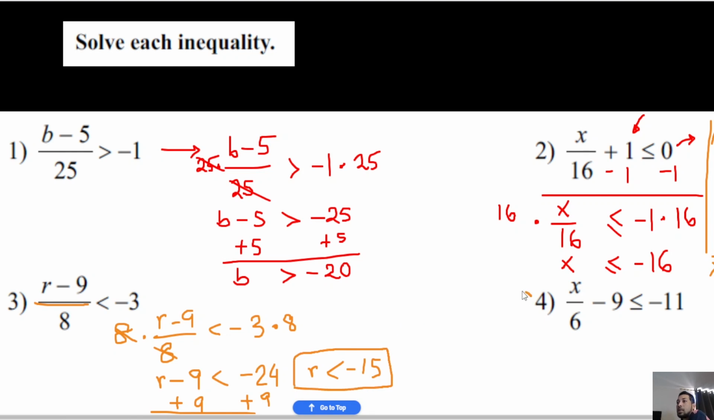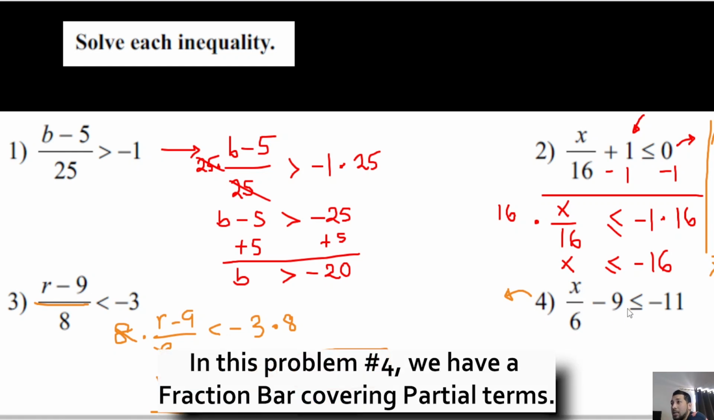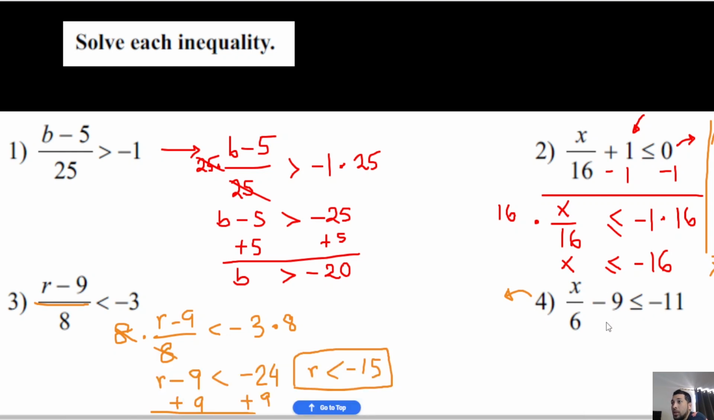Now let's look at this fourth problem right here. Again, you can see that we have a fraction x over 6 minus 9, that is a whole number, less than or equal to negative 11. So first we can get rid of this 9. Since 9 is not part of this fraction, we can simply add 9 on both sides.